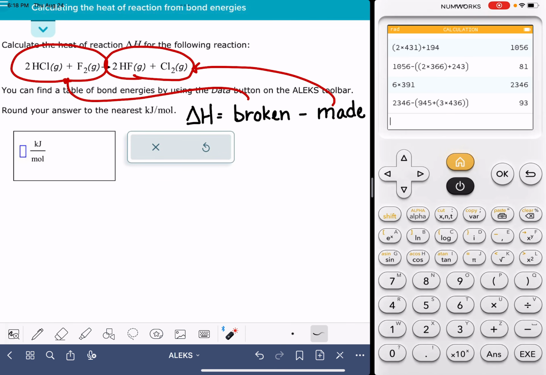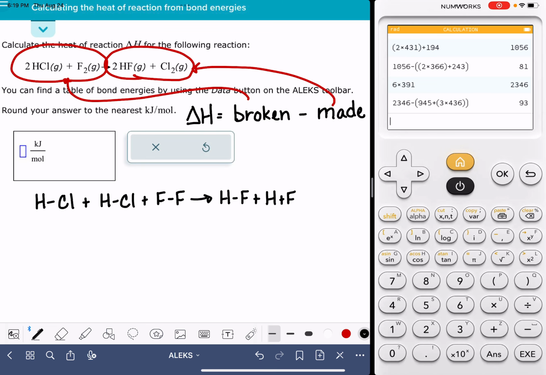For this particular problem, one of the challenges is that ALEKS is not giving us the Lewis structures, it's just giving us the molecular formulas, and that means that we need to visualize this reaction taking place in terms of its Lewis structures. So I'm going to sketch the Lewis structures out really quick. I've got HCl, and I have 2 of them. I'm actually just going to write HCl 2 times, and then I have F2. Those are my reactants, and I'm turning that into 2 HF molecules. Again, I'm just going to write HF twice, and then I have a Cl2 molecule.